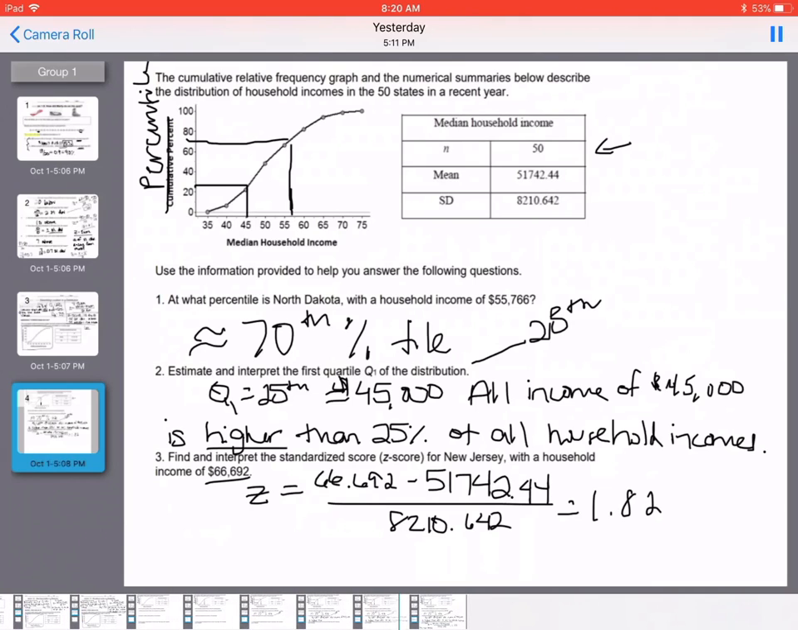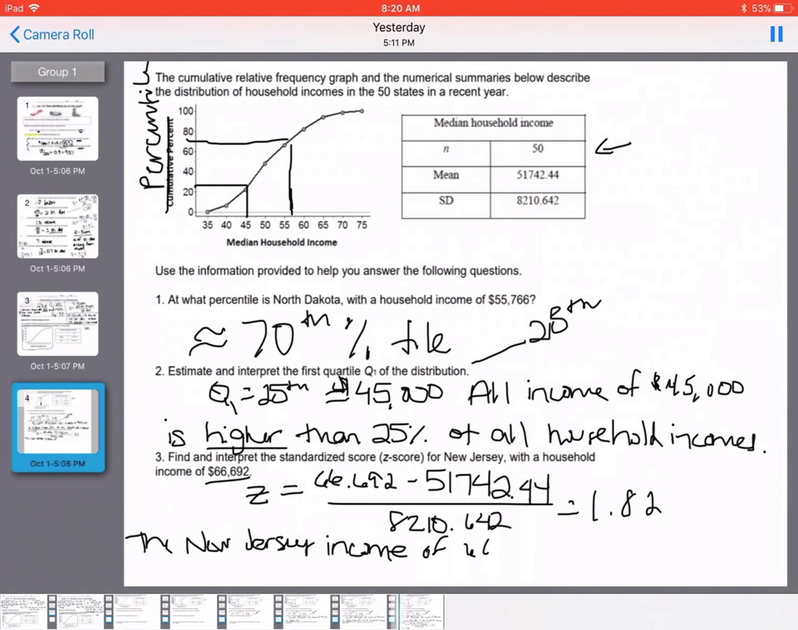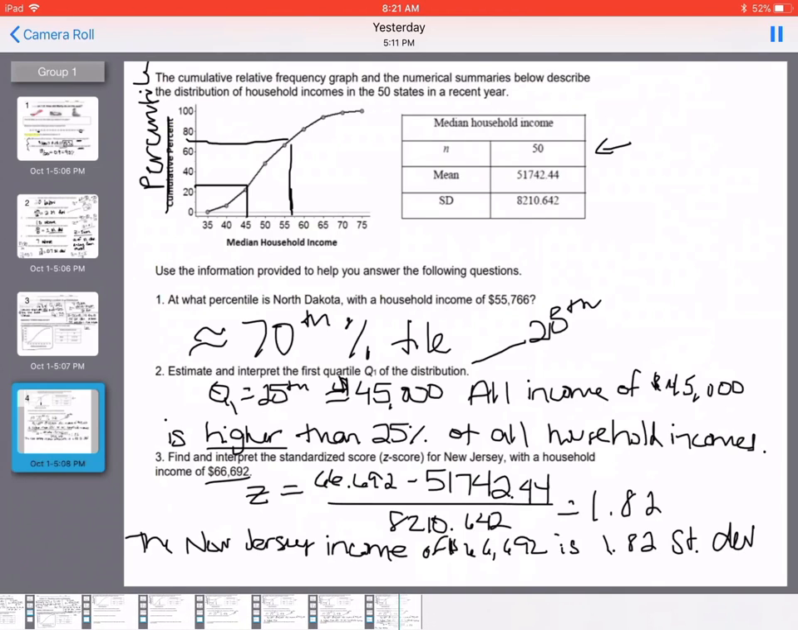All right, so interpret, I would say the New Jersey income of $66,692 is 1.82 standard deviations above the mean income.